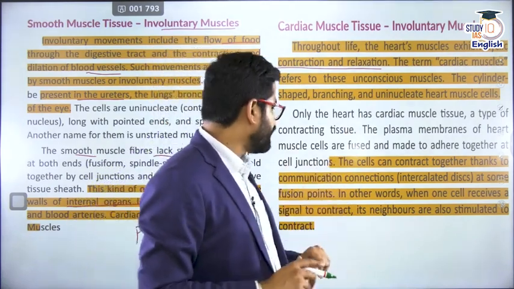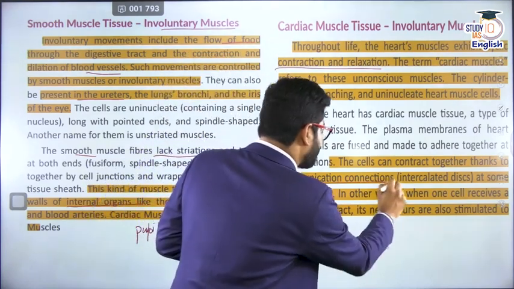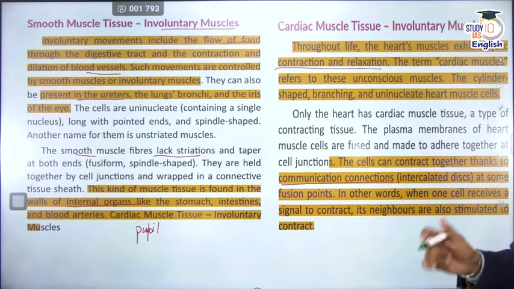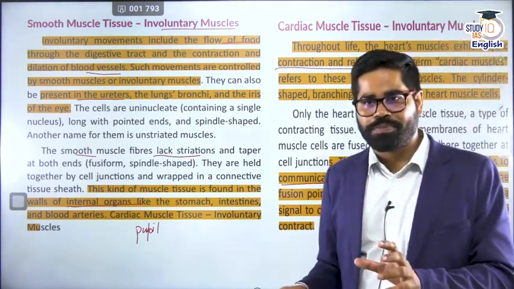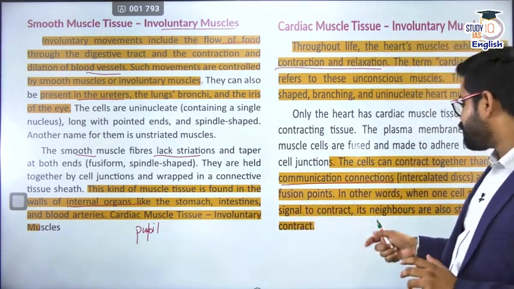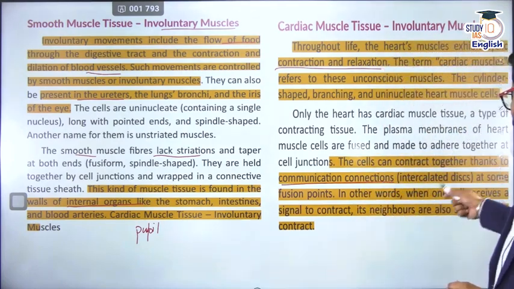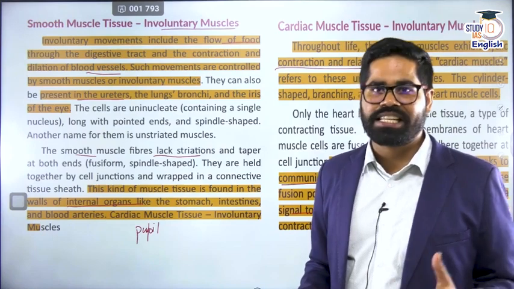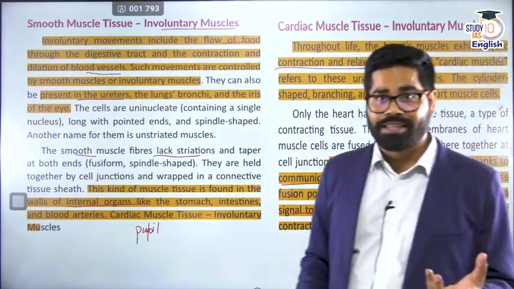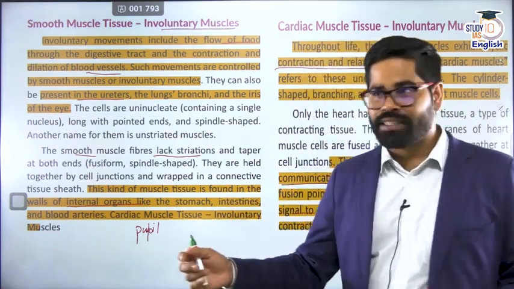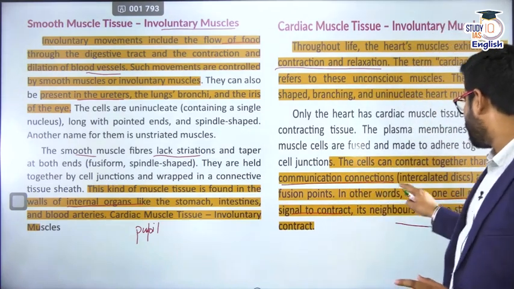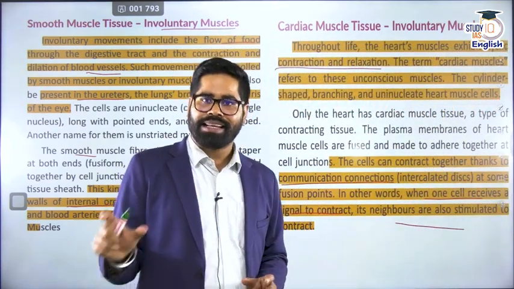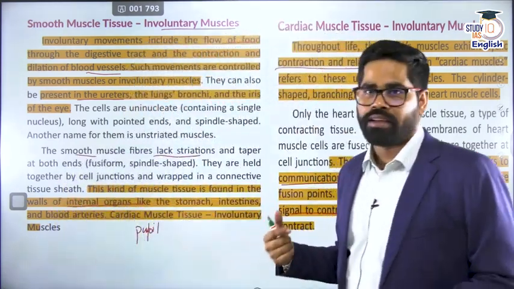They also have a very important thing called communication connections. All the cells are interconnected with each other, due to which they have the same response all the time. They contract together, they relax together. When one cell receives a signal to contract, its neighbors are also stimulated to contract. The cells are connected through communication connections, the intercalated discs, which help them work in the same manner at the same time. That's why we have a systematic heart.